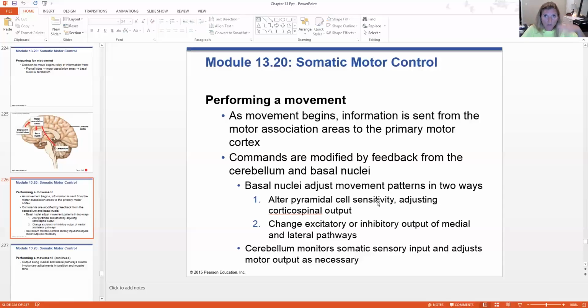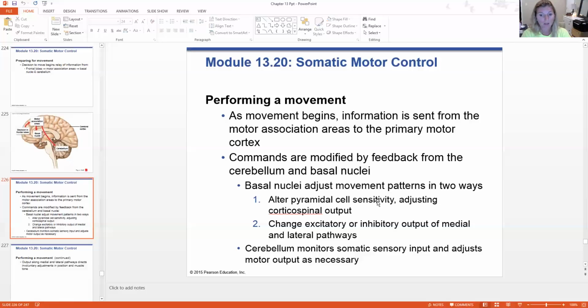So the basal nuclei and the cerebellum are going to adjust and monitor all of my movements, as maybe I'm walking around on a boat or something like that, right? The basal nuclei adjust those movement patterns by altering the pyramidal cell sensitivity, adjusting the corticospinal output. They're also going to change the excitatory and inhibitory output of the medial and lateral pathways, which overall is going to adjust how my limbs and how my body responds.